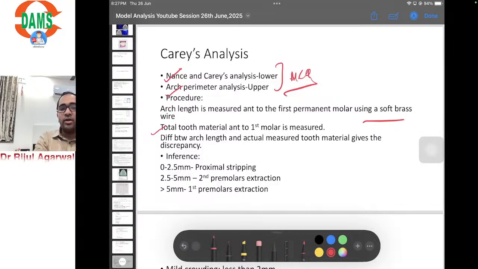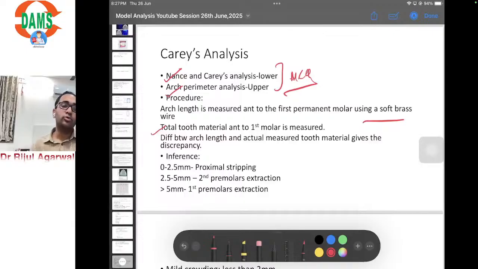Similarly, after TTM, that is total tooth material, the discrepancy between them gives you the amount of crowding or spacing present. If there is spacing, of course the TTM will be less and arch length will be more. If there is crowding, the arch length will be less and TTM will be more. So how much difference will tell you.